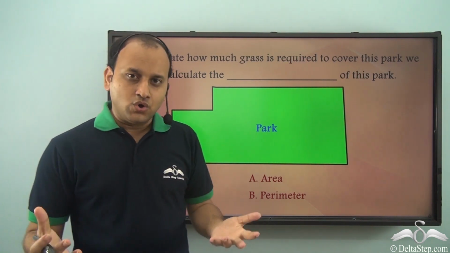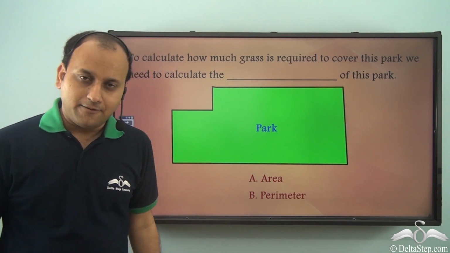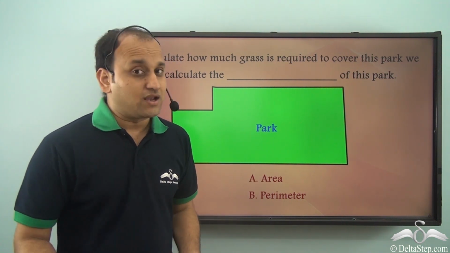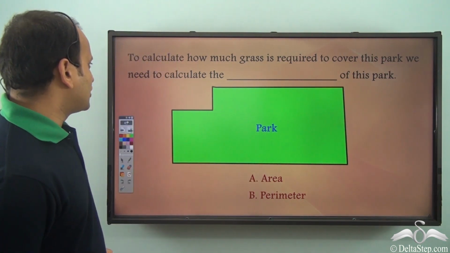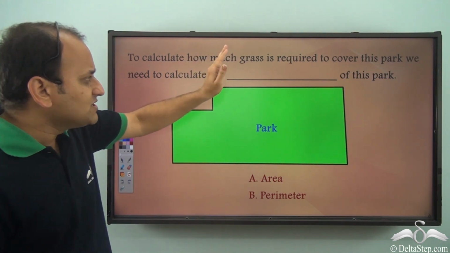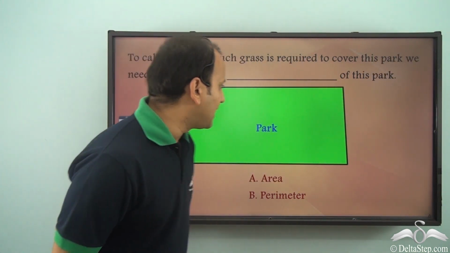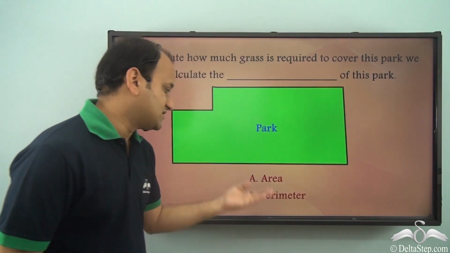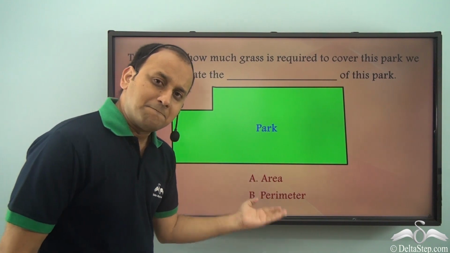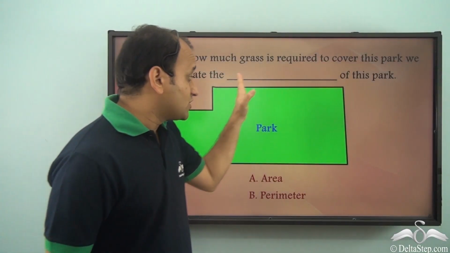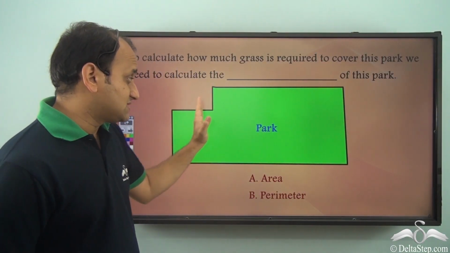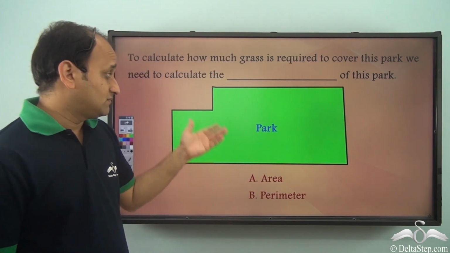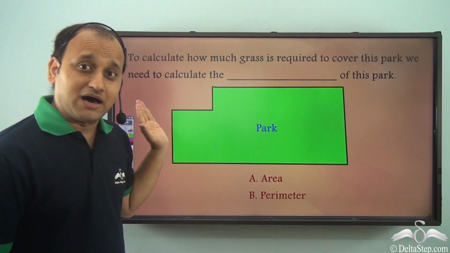Now that you know what exactly is area, and you have already learnt in previous lectures about perimeter, can you answer this question? To calculate how much grass is required to cover this park, we need to calculate the dash of this park. Is it area or is it perimeter? So if you need to cover this park with grass, then what exactly do you need to calculate? The space of this park, isn't it?